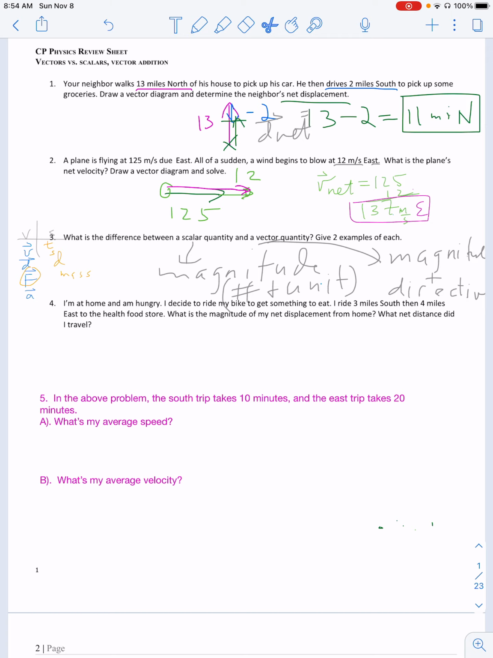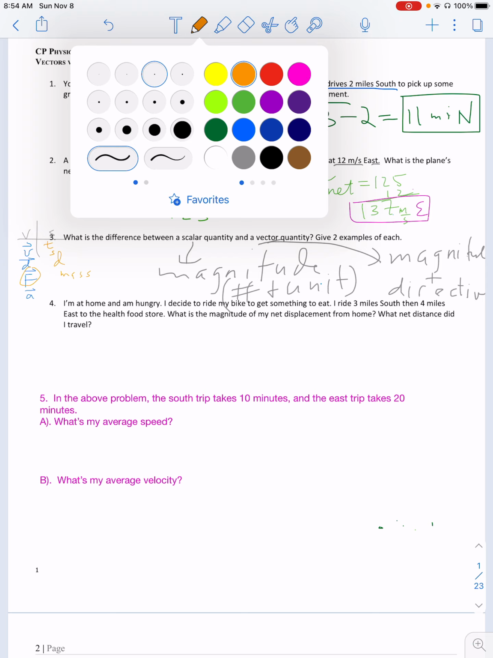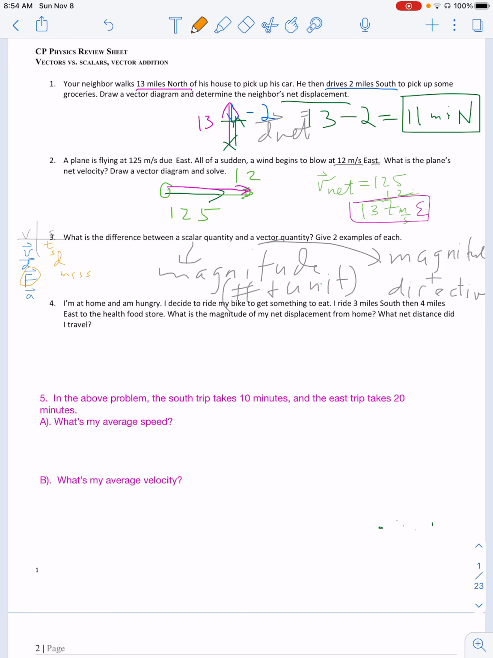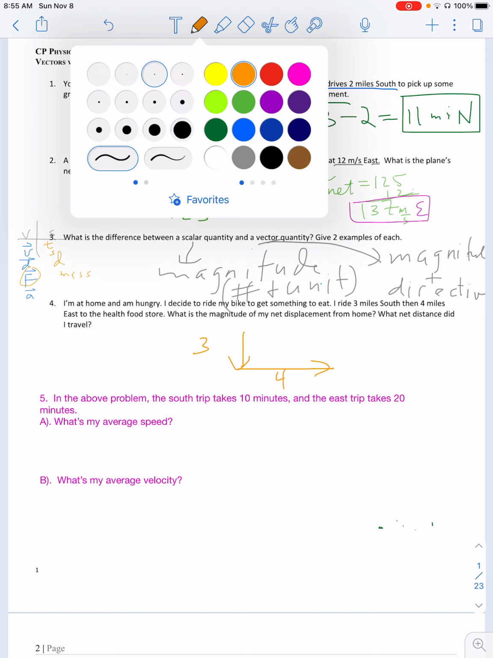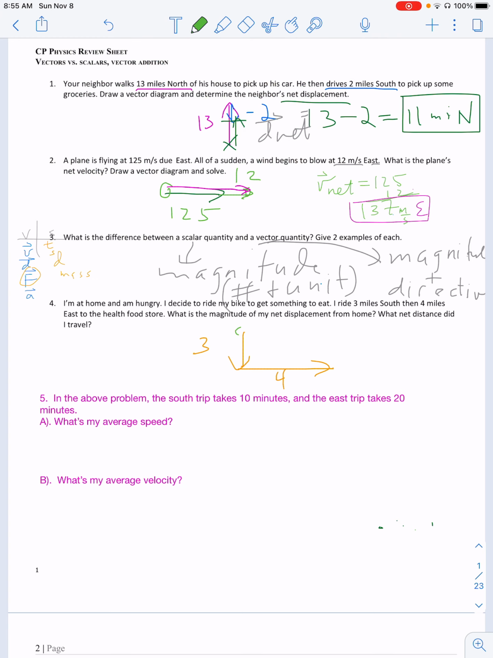Okay, here's another vector addition problem, but it's a little fancier. Let's write in my book. I ride 3 miles south and 4 miles east. Why is this a little bit more difficult? Okay, south, and then I go east, 4 miles. You can't just add and subtract when you have angles between the vectors.